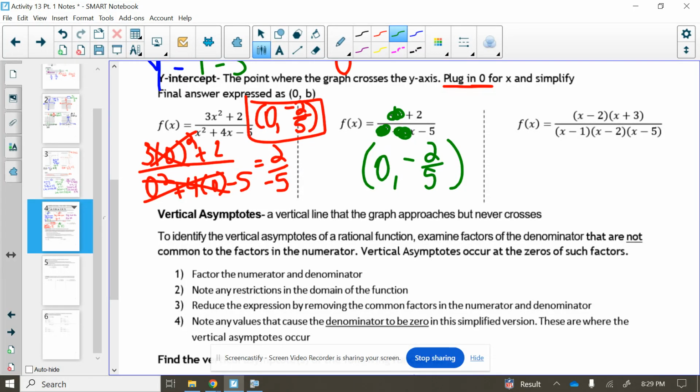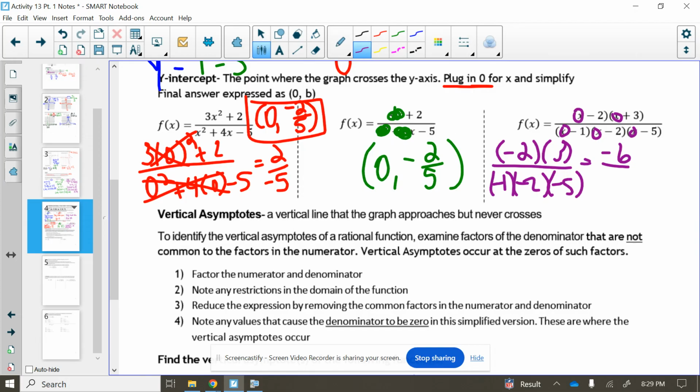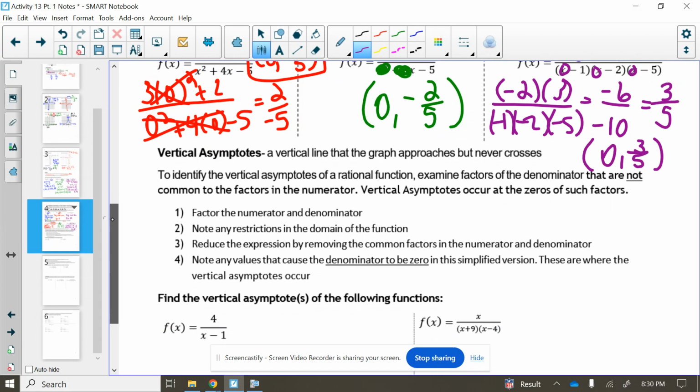And then last but not least, in this unfactored one, if we plug in 0 for all of our x values, in the numerator, we would end up with negative 2 times 3. In the denominator, we have negative 1 times negative 2 times negative 5. So negative 6 over negative 10 ends up being positive 3 over 5, or 0.6. So (0, 3/5) would be our y-intercept.